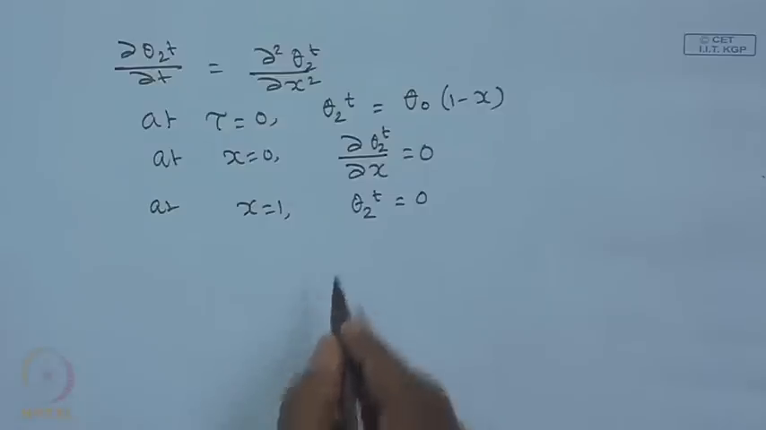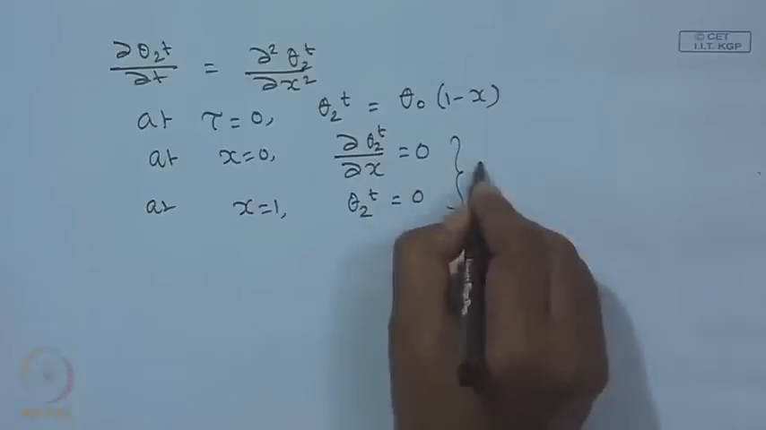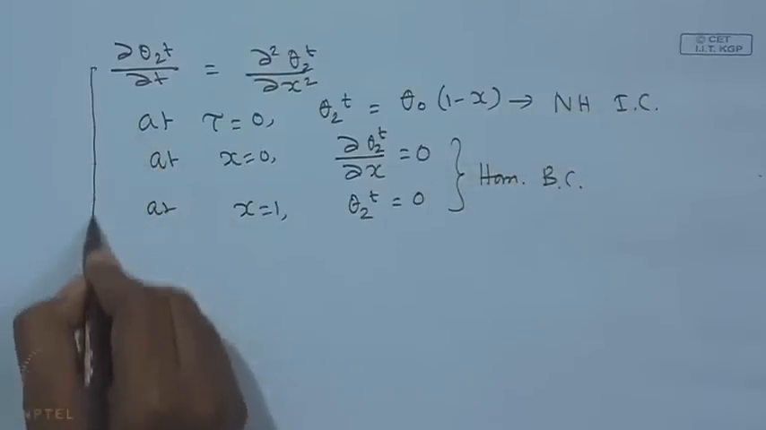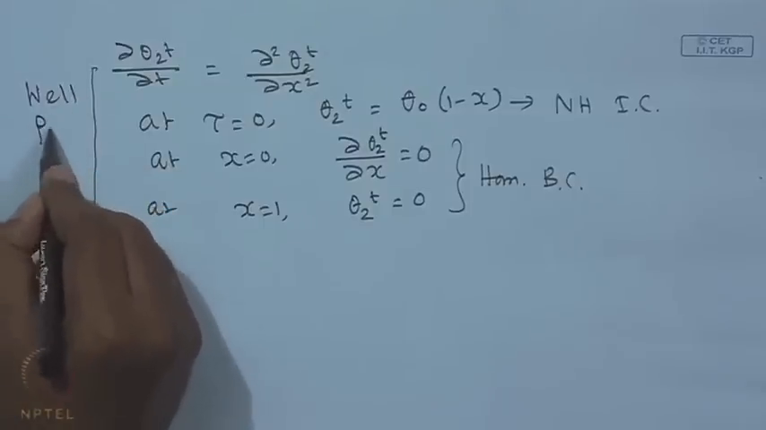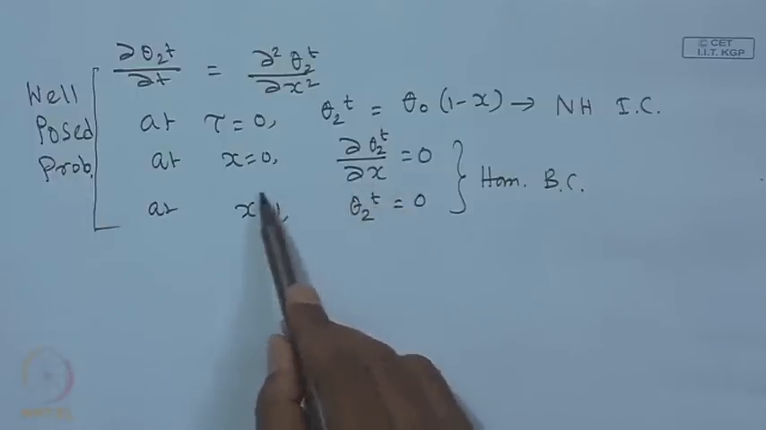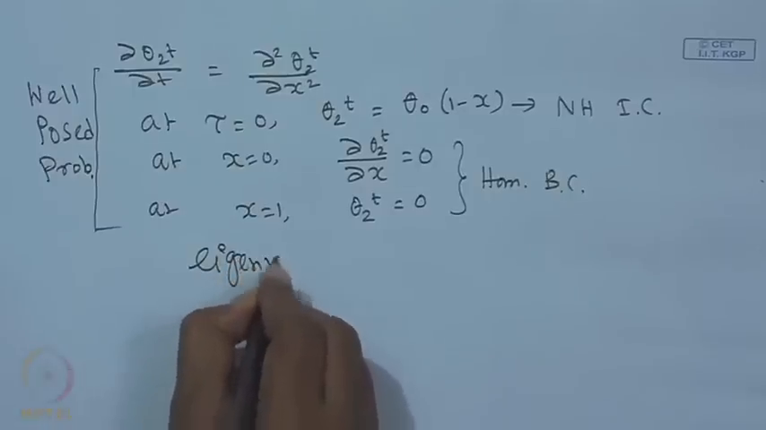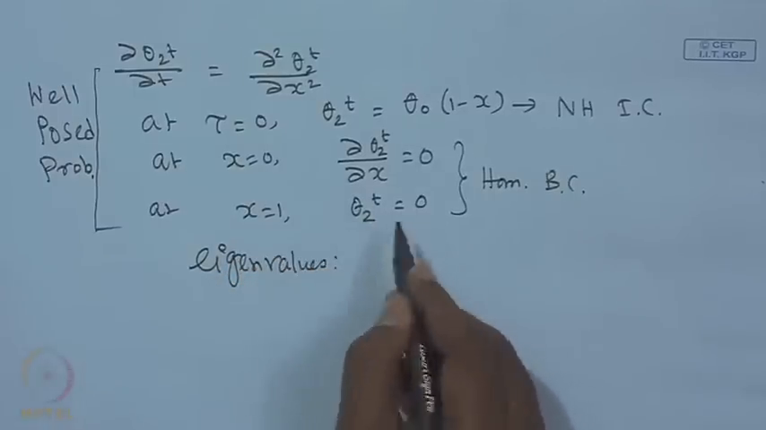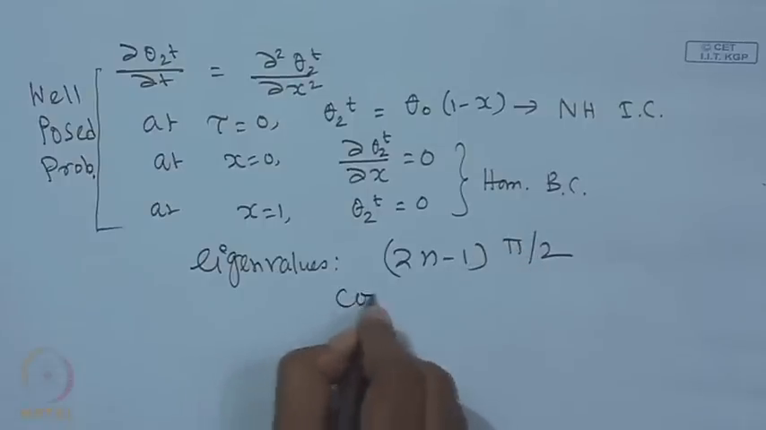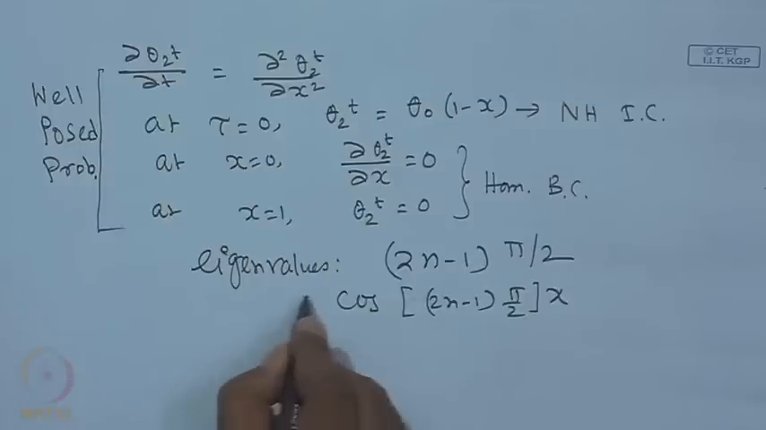We have already looked into the solution of this problem earlier. This problem will have homogeneous boundary conditions and a non-homogeneous initial condition. So, this is a well-posed problem. Now, since the boundary condition at x equal to 0 is Neumann and the boundary condition at x equal to 1 is Dirichlet, it is the basic problem of Neumann boundary condition. The eigenvalues are (2n minus 1) pi by 2 and cosine of (2n minus 1) pi by 2 x are the eigenfunctions.